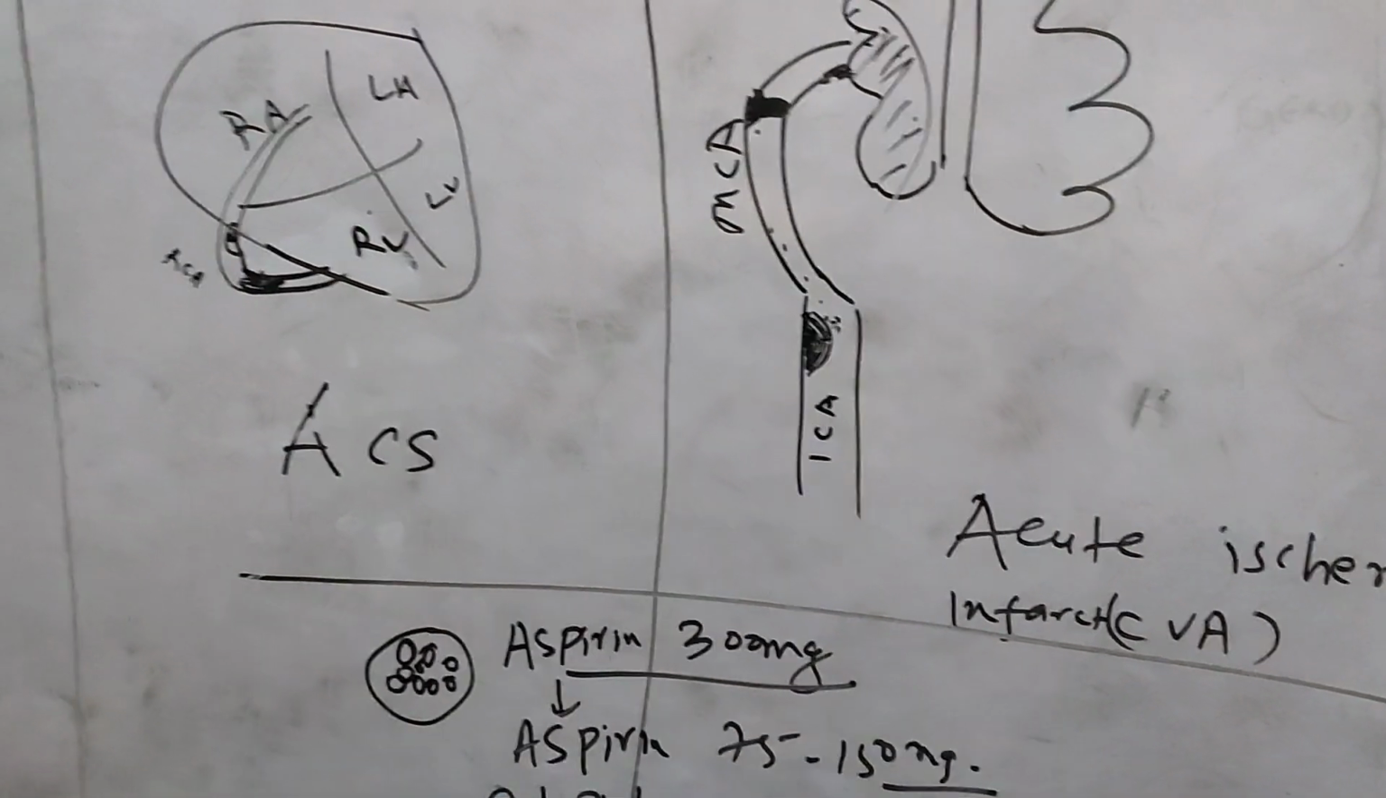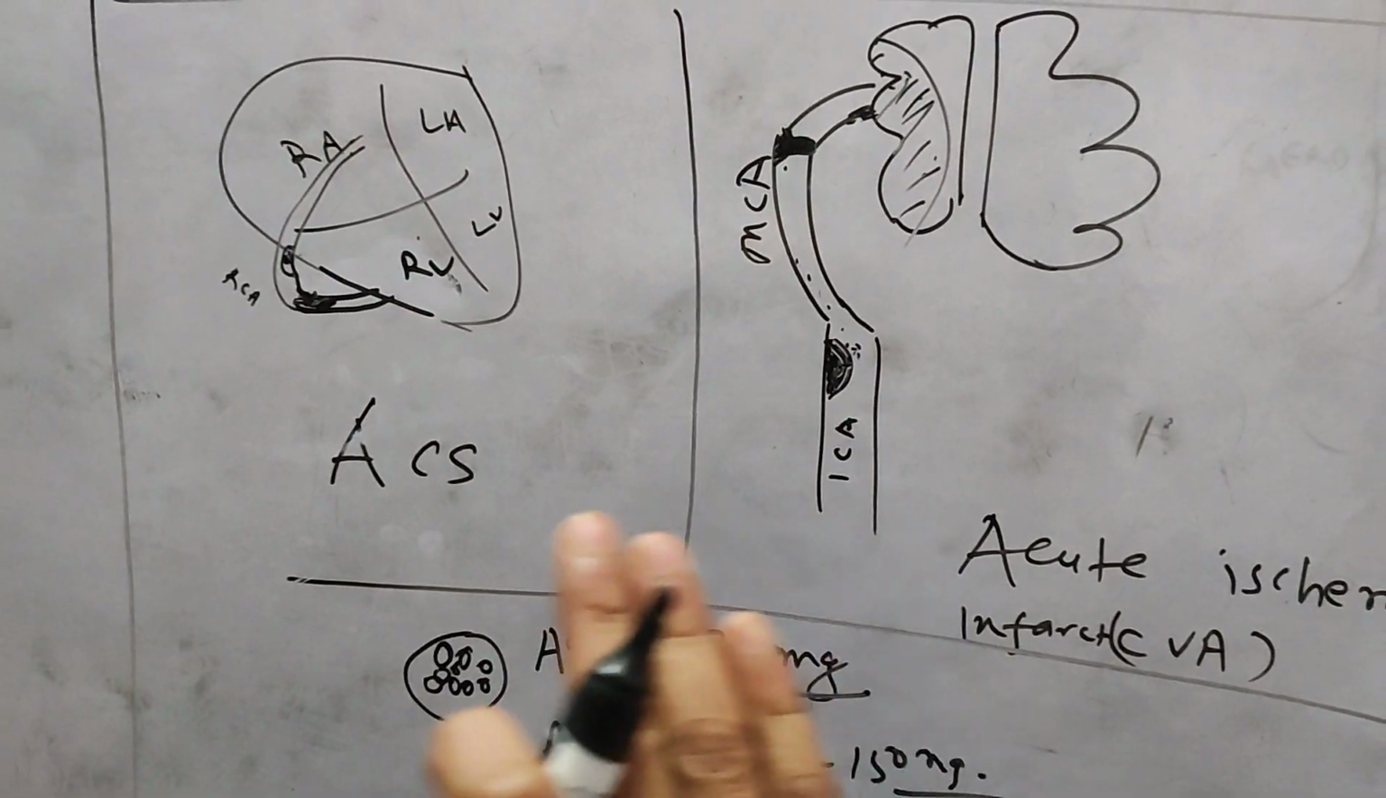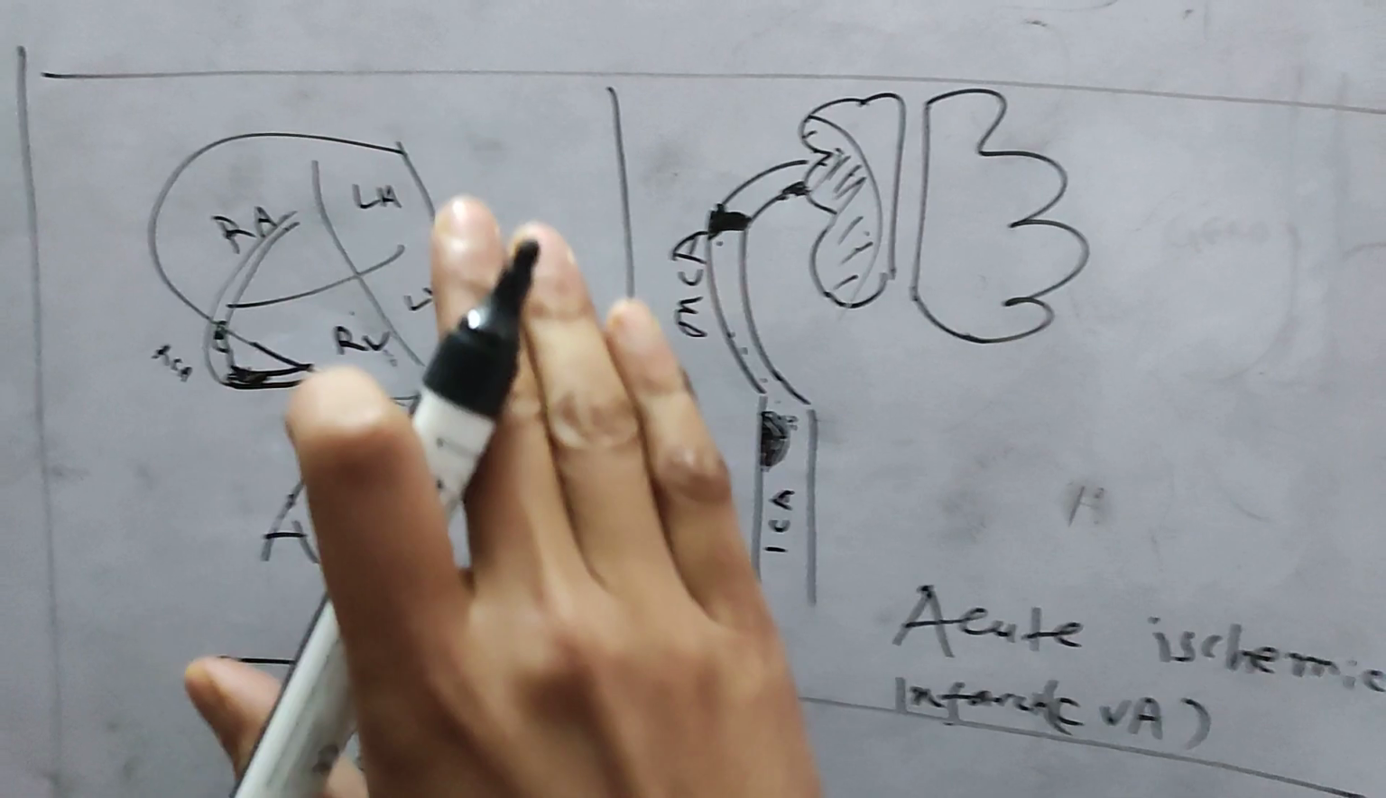So these antiplatelet agents are not only for secondary prevention, but also they help in treating the present acute condition.